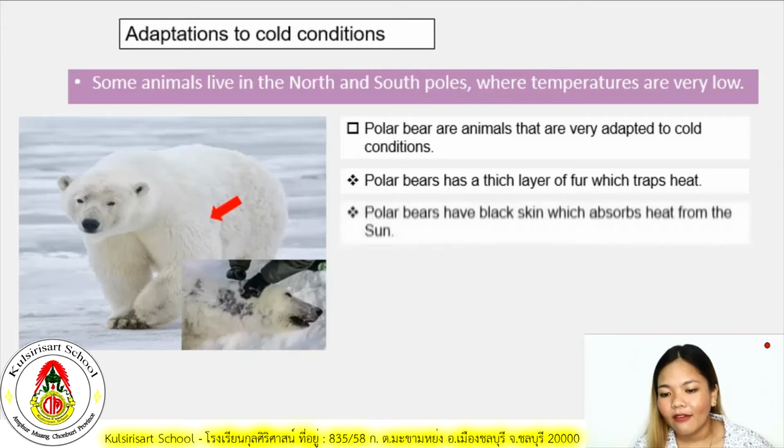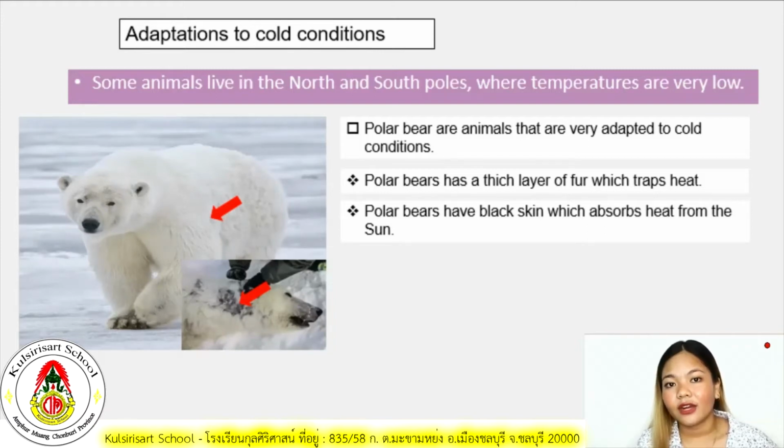And then we have here another one. Polar bears have black skin which absorbs heat from the sun. Now, if you look at the bottom picture right here, looking closely at the skin of a polar bear, you can see there that it's dark or it's black.